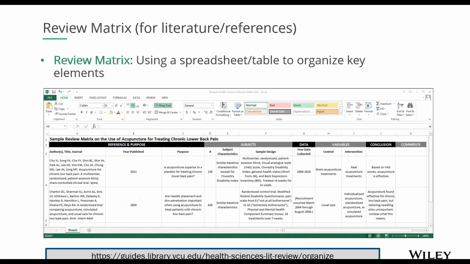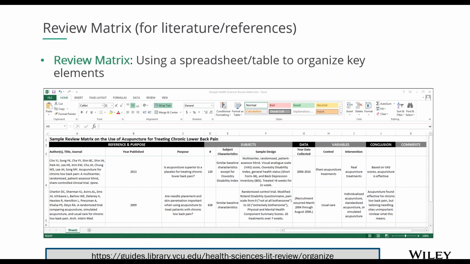The last one is someone asked about systematic review or literature review. For that, you would use what they call a review matrix. It's basically a spreadsheet that allows you to organize key elements, and this is a really good example. You have your author, your title, your journal, the year published, the purpose of that paper, and other information that you might need. You would use this Excel sheet to keep a record of the publications and literature that you've read, so that when you go to write your manuscript, you can easily find the paper that you used to put information into your introduction or discussion.